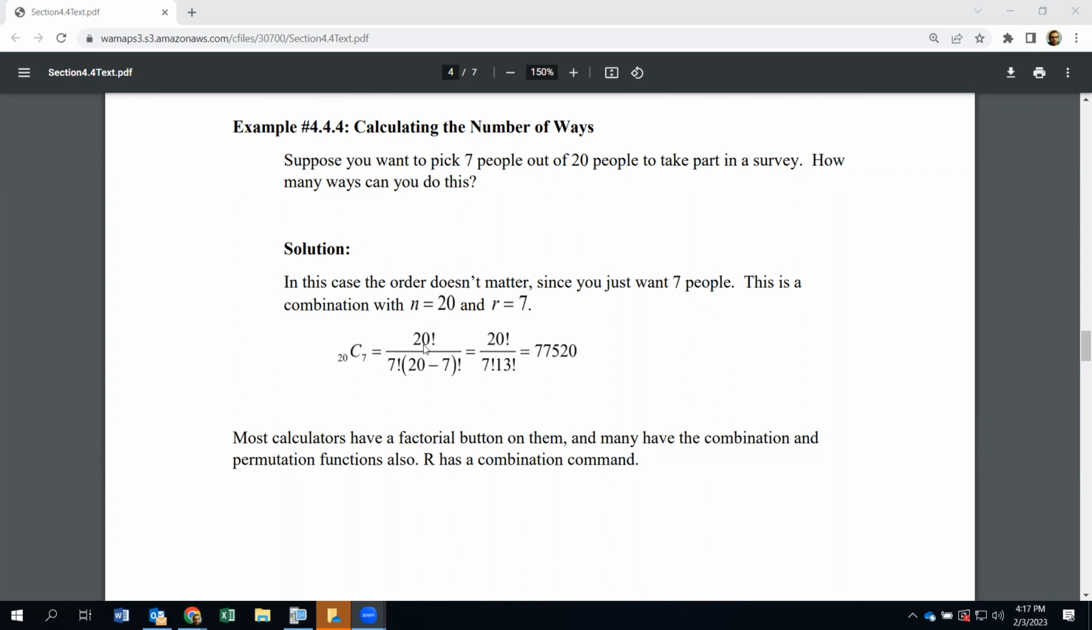So when we set this up, we have 20 factorial divided by 7 factorial times the quantity of 20 minus 7 factorial.